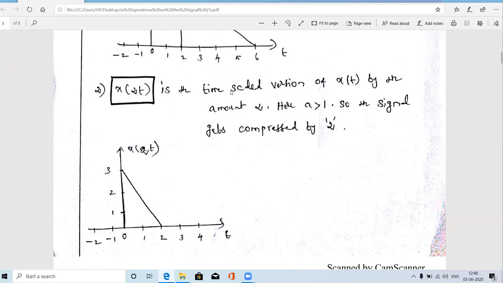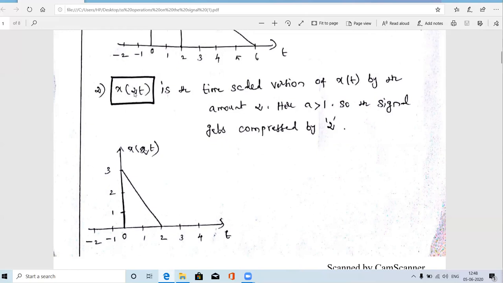In time scaling, there are two cases. If this constant, this multiplied value a, is greater than 1, the given signal gets compressed along the x-axis, along the time axis. The shape of the signal doesn't change, but the signal gets compressed along the x-axis. If the a value is less than 1, the same signal gets expanded along the x-axis. It is said to be the time scaling.